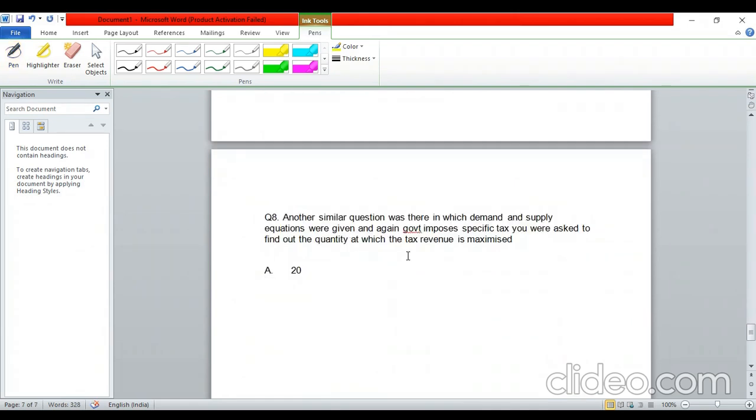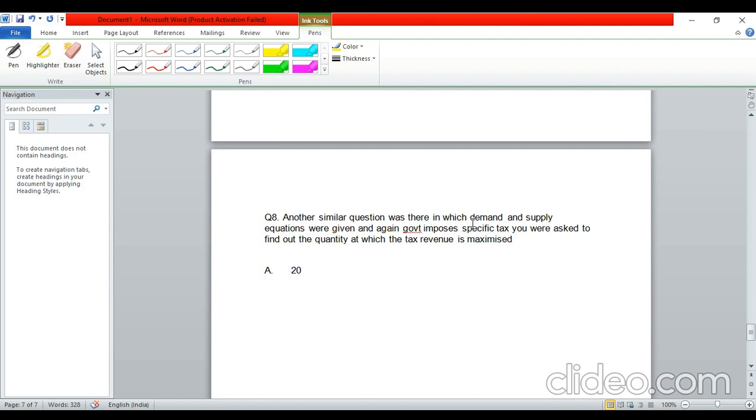Okay, guys. So eighth question now. This was a similar question to question 7. Here again we were given demand and supply curves, and it was written that again the government imposes a specific tax, and it was also mentioned that the tax revenue is maximized. So we were asked to find out at what quantity the tax revenue will be maximized.